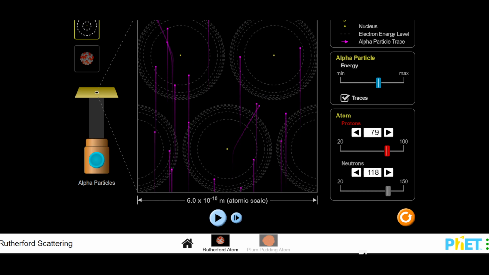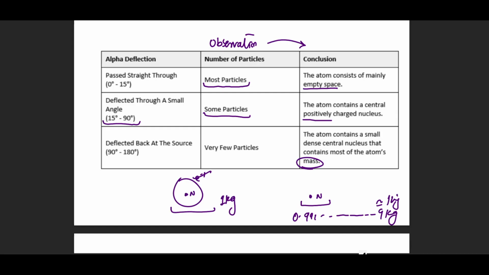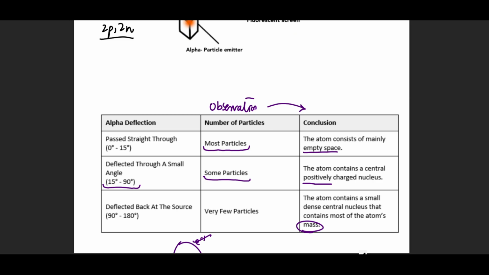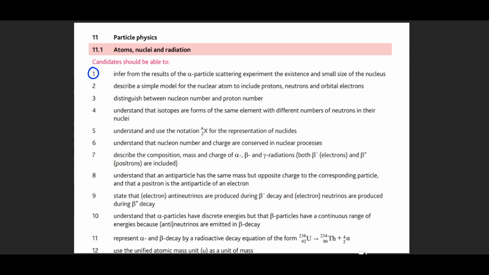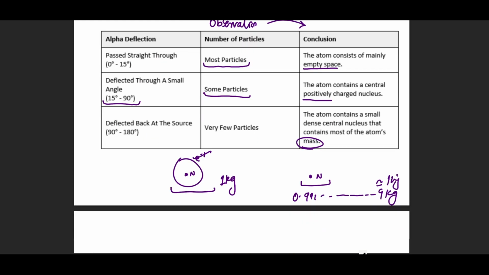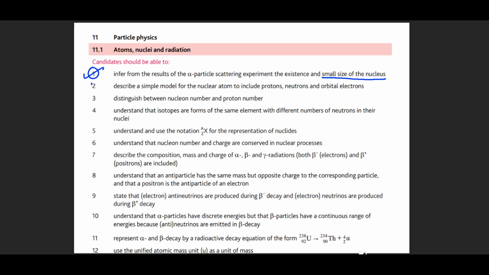All right, so I hope we understand this animation now. This is the first point of the syllabus, which says that we need to understand the alpha scattering experiment. So we understand what the alpha scattering experiment is and what it says about the size of the nucleus and the charge of the nucleus. Then it says to describe a simple model of protons and the nucleus. And from chemistry, of course, we understand that a nucleus contains protons and neutrons, and the electrons are on the outer side. So we understand point number 2.